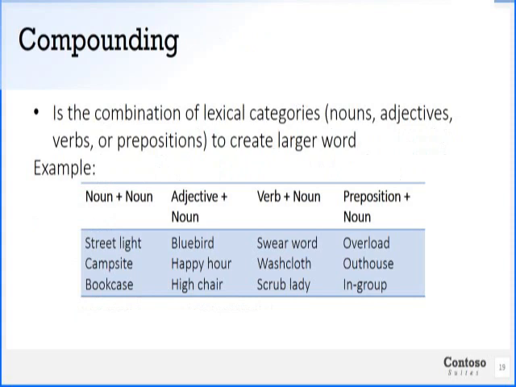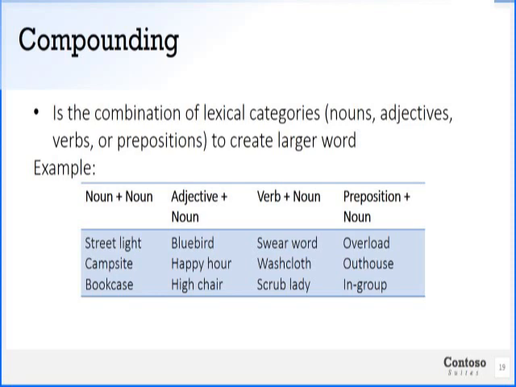Actually, compounding will be discussed deeper in topic 4, the next topic. So what is compounding? Compounding is the combination of lexical categories. We combine the same lexical categories or different lexical categories, yeah. So the point here is you combine different or the same lexical categories to create one larger word with the same or different meaning.